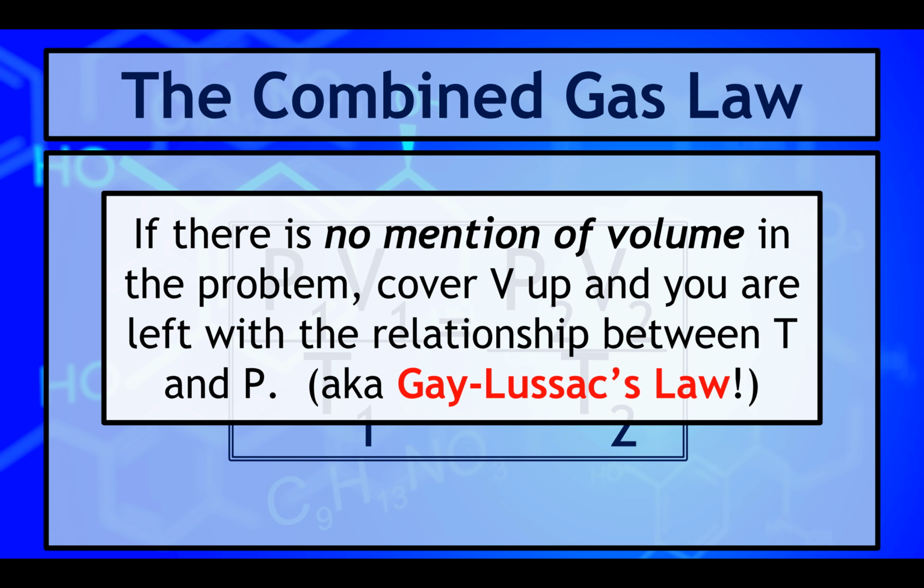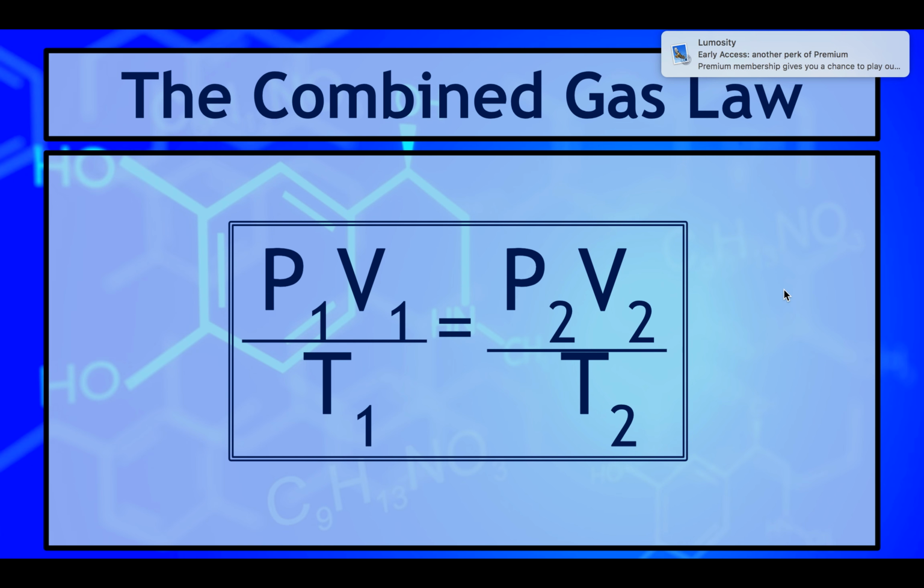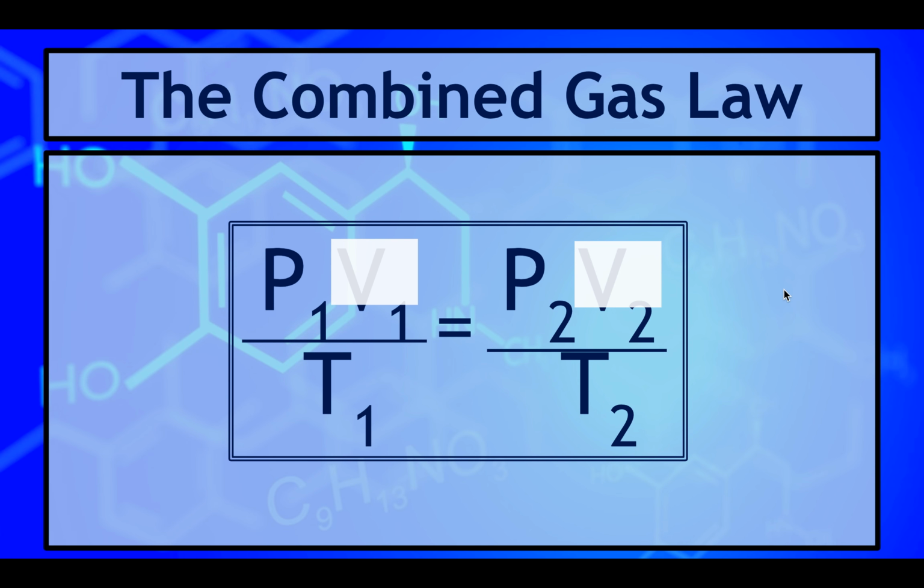If there's no mention of volume in a problem, cover up the V, and you're left with the relationship between temperature and pressure, which is Gay-Lussac's law. You can see that this combined gas law is very handy. All we're looking for is what is missing in the problem, or if all three things are available, you're going to be entering all three values.